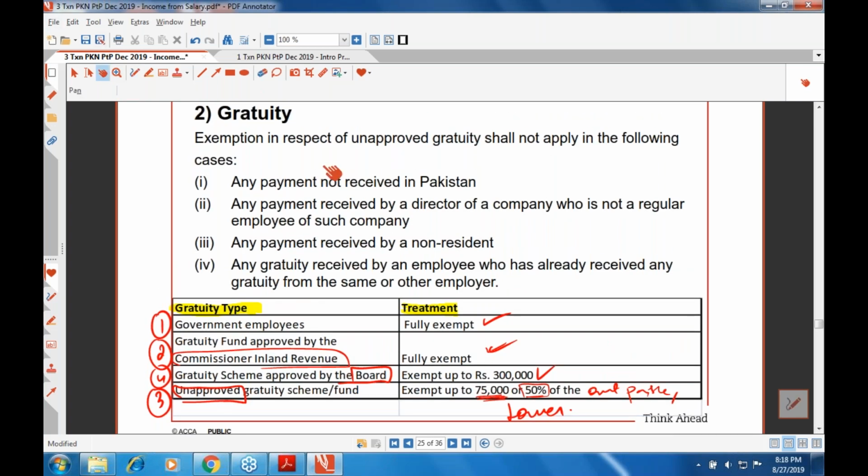Now, there are a few things which you need to understand. The law says the exemption in respect of unapproved gratuity shall not apply if payment is not received in Pakistan, or if payment is received by a director of a company, any payment received by a non-resident, or gratuity received by an employee who has already received any gratuity from the same or another employer. So basically these are the four conditions. If any of these conditions prevails, then no exemption applies to the gratuity you receive from the unapproved fund, and the entire gratuity is taxable.